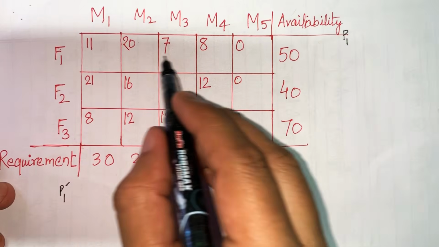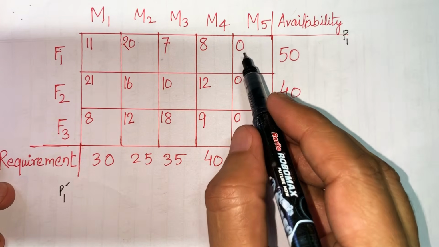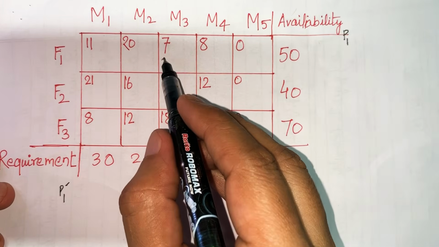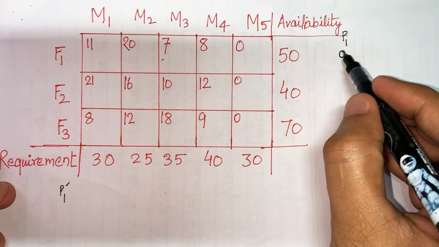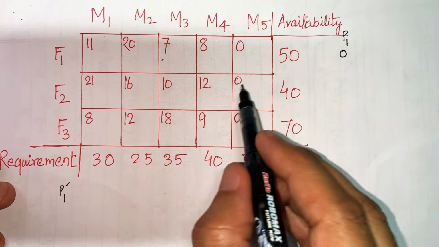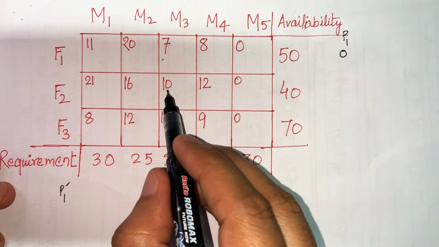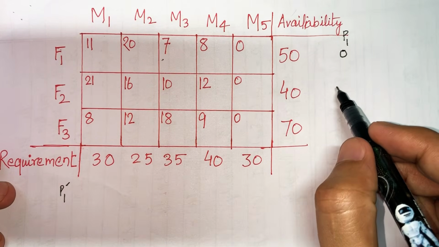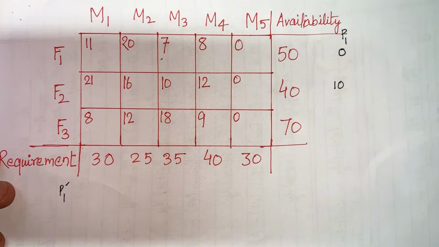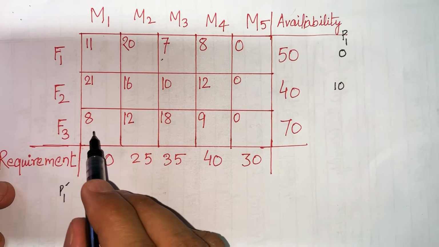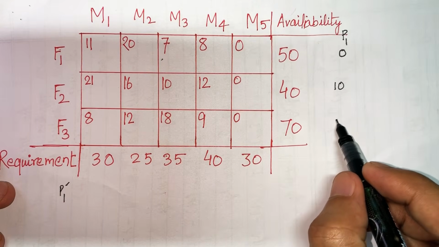So what is the minimum here? 7 and 0. What is the second minimum? 7. So the difference of them, 7 minus 0 is 7. So the first penalty is 7. Again I have to see the minimum, which is 0, and the second minimum is 10. So 10 minus 0 is 10. The third row, again the minimum is 0, and the second minimum is 8. So 8 minus 0 is 8.